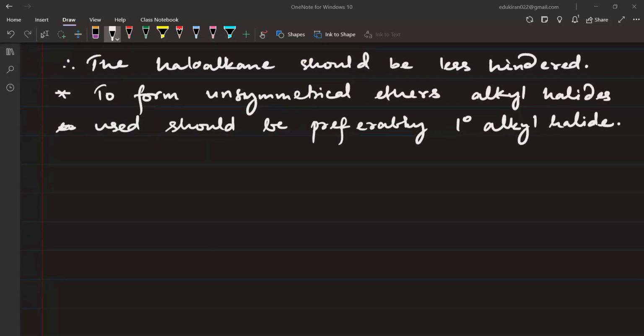And there is a very good question in NCERT to practice Williamson ether synthesis. So we are going to look at those questions and then we will end the class.